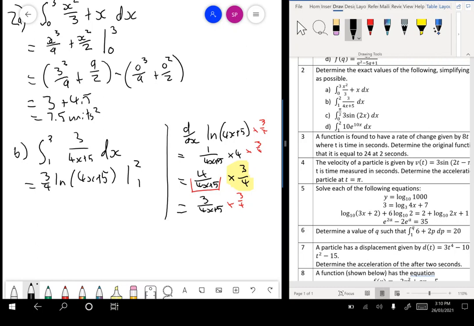So what we end up getting is 3/4 ln of 4 times 2 is 8, plus 5 is 13, minus, subbing in 1, 4 times 1 plus 5 is 9, 3/4 ln of 9, and we can simplify that using our log laws. We've got to put the 3/4 as a power above the numbers in front.